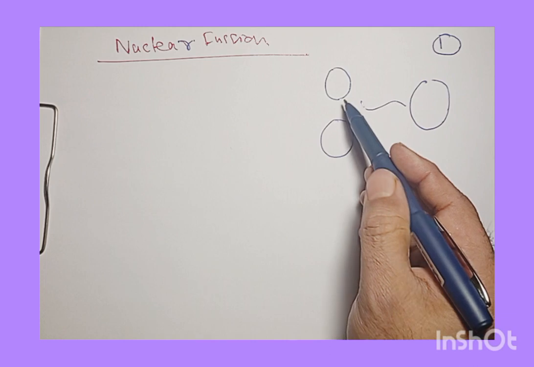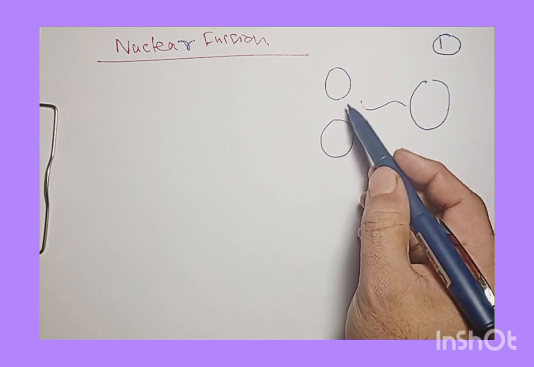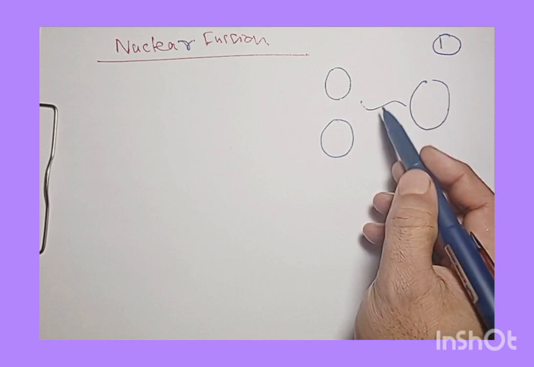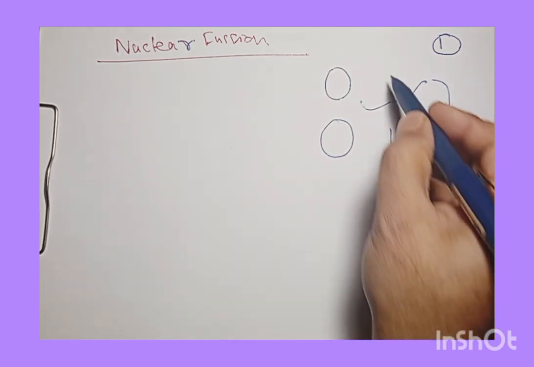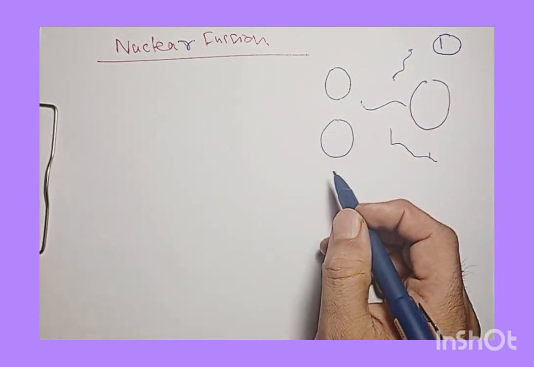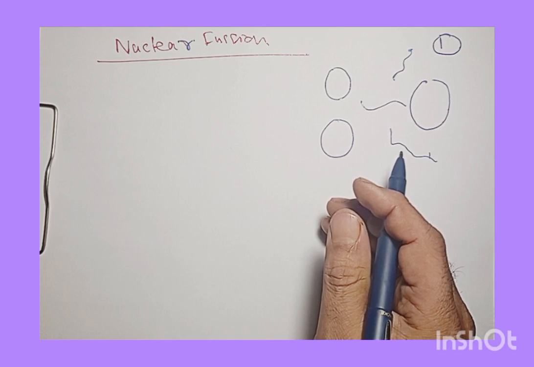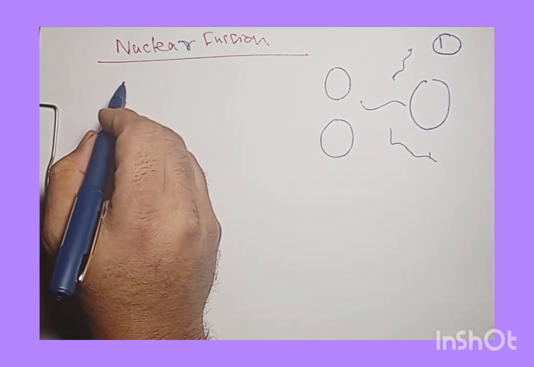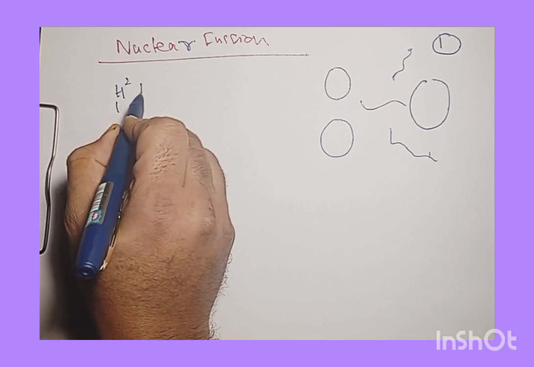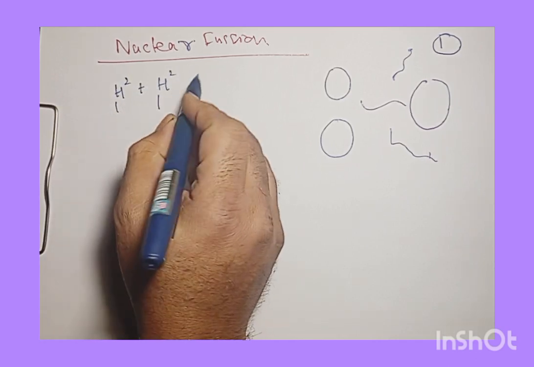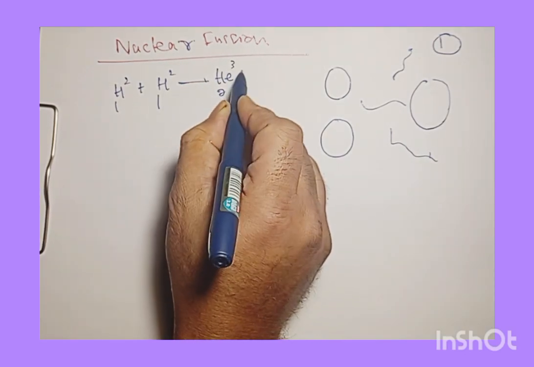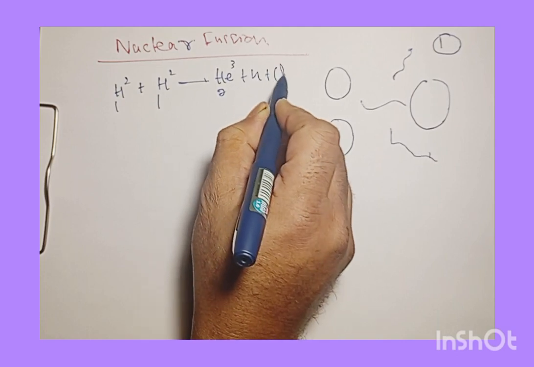nuclei combine, they fuse to form a nucleus with a larger mass number, along with simultaneously releasing a tremendous amount of energy. This kind of process we call nuclear fusion. Now, if we take an example of two nuclei of deuterium, H-2,1 plus H-2,1, what we get is He-3,2 and a neutron and Q.